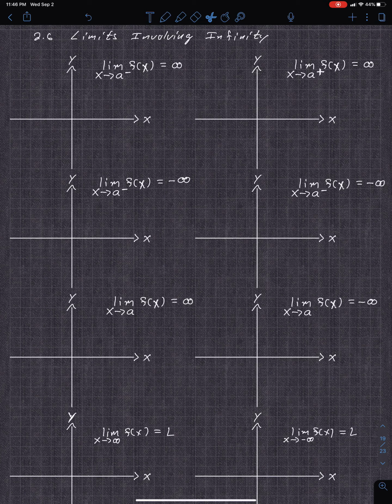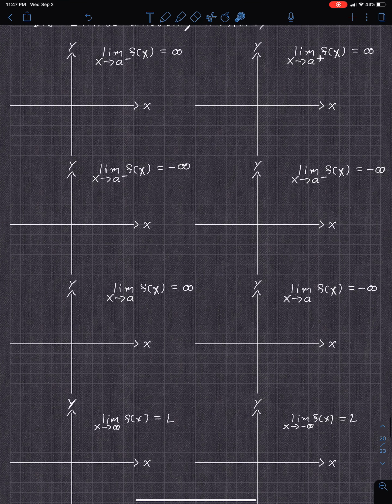2.6 is on limits involving infinity. So we'll look at a number of different cases. I wrote all these up ahead of time because it was taking a while to write everything down. So take a moment, pause, and write all these down, and then I'll walk through what the graphs would look like on all of these. I'll just talk through them as we go. So draw 8 different coordinate systems.